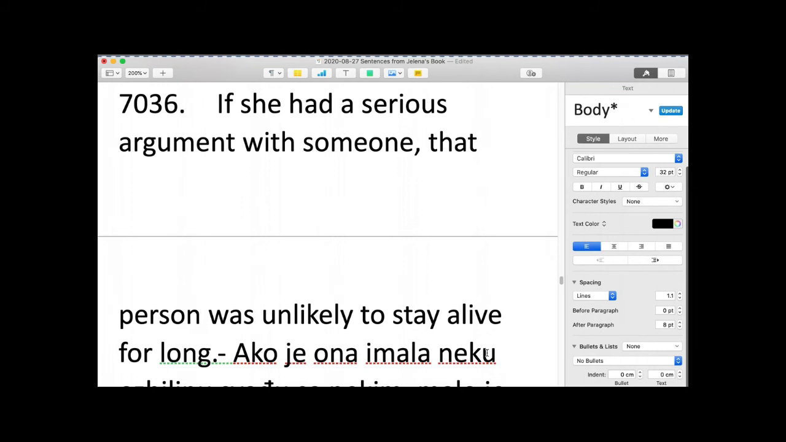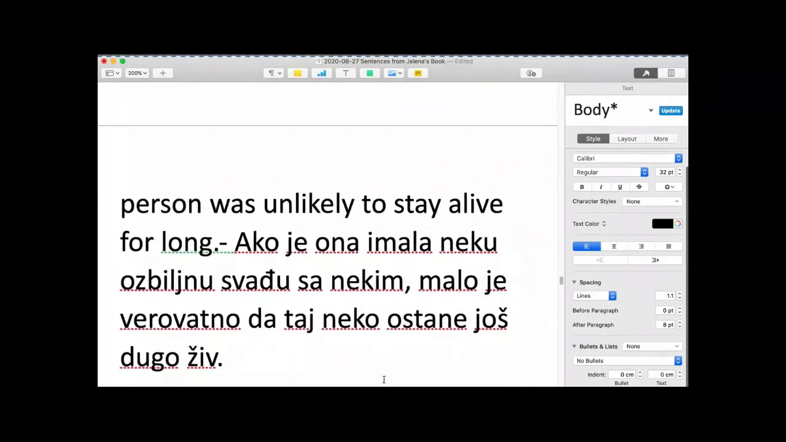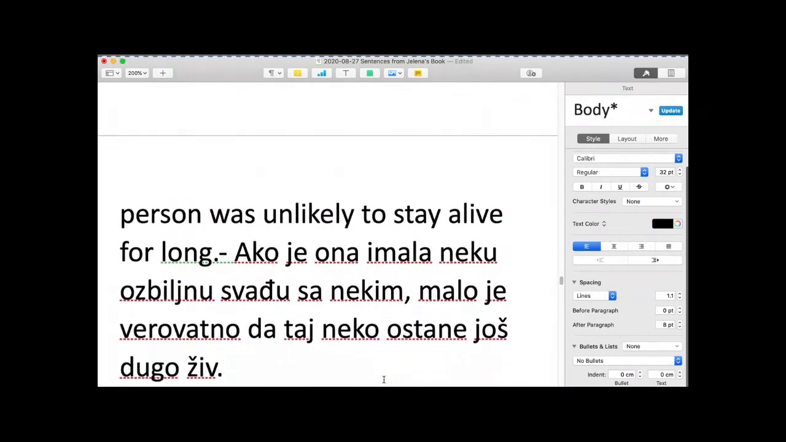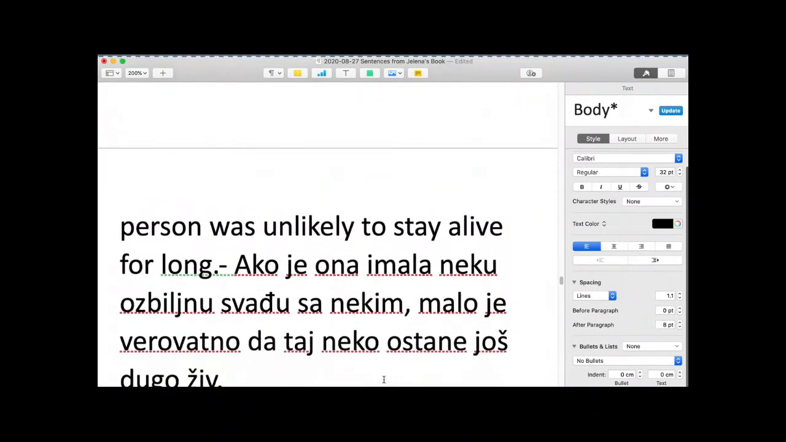So now that doesn't mean necessarily that the person is going to pass away, but it means it's going to be a challenge. She's going to win the argument. If she has a serious argument with someone, that person is unlikely to stay alive for long. They're not going to be able to handle it.